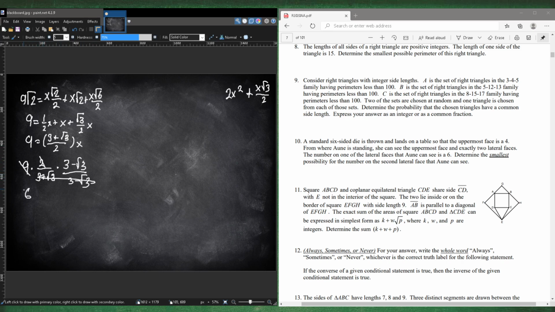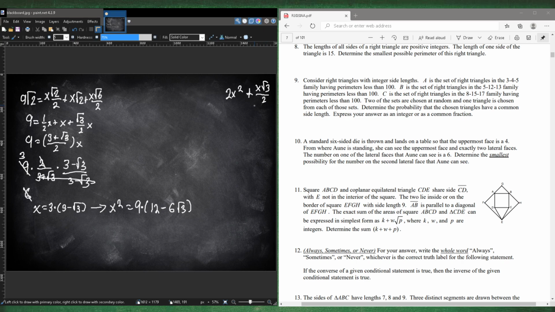Cancel out the 3 and the 2 here, so cancel out the 6. So we have a 3 here. So that means our x is equal to 3 times 3 minus square root 3. But we don't need x, we need x squared. So squaring this, we get 3 squared is 9. And then 3 squared plus square root 3 squared, that's 9 plus 3, which is 12. And then 3 times 1 times negative 1 is negative 3, times 2 is negative 6 square root 3. Okay, so that's where our x squared is: 9 times 12 minus 6 square root 3 in that parentheses.